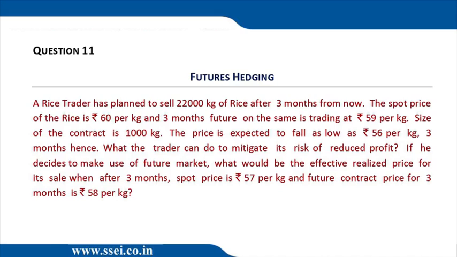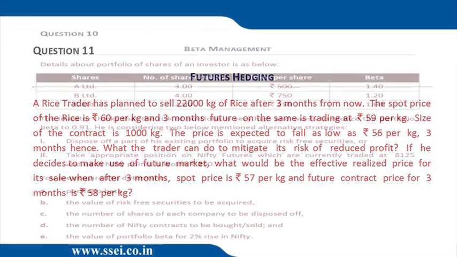Also the 22,000 kg of rice he will sell spot at 57. So he will realize 22,000 into 57. Plus he realized 22,000 also. So ultimately he will realize what? I think he will realize 22,000 into 57 and plus the 22,000 gain on futures. So you can calculate the effective realization by dividing this entire thing by 22,000. I think it will come to 58 per kg. Please check your answer with the institute's answer.